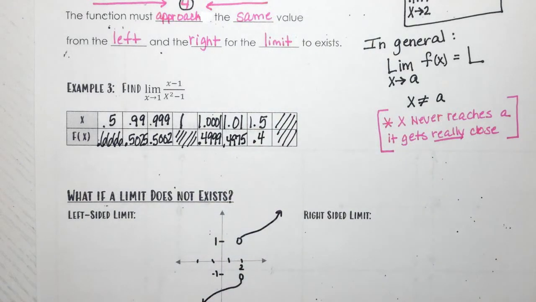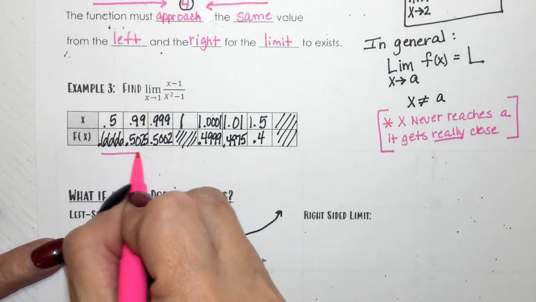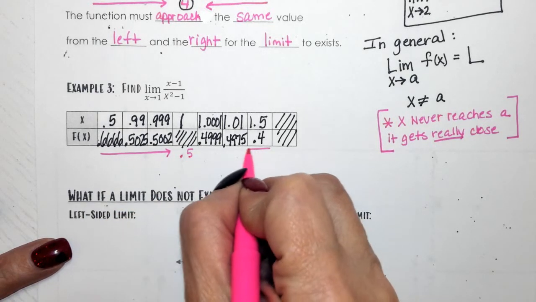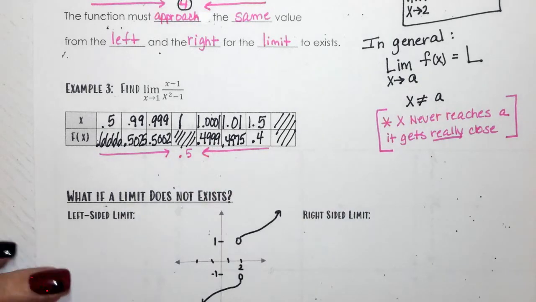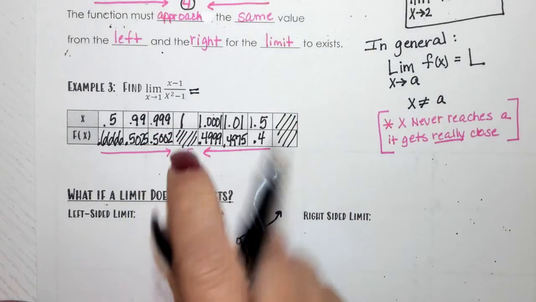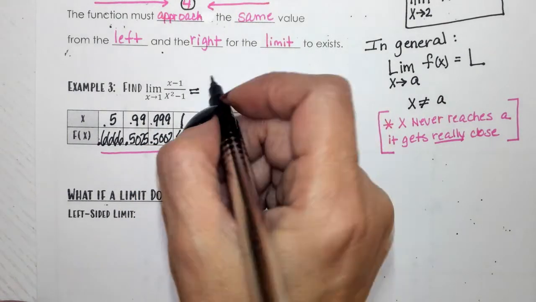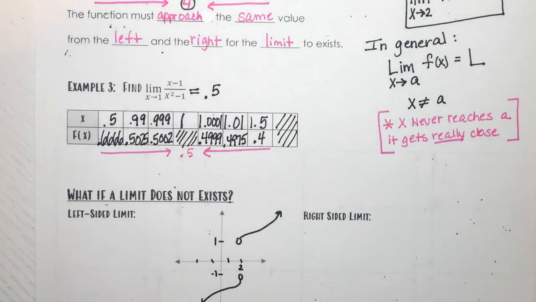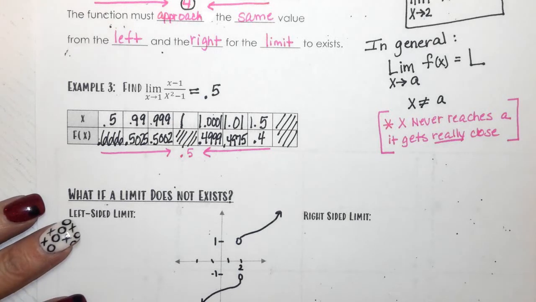So, coming in from the left, we are converging on 0.5, and coming in from the right, we are also converging on 0.5. So I can see that the limit, what we are approaching from both sides, is 0.5. So the limit as x approaches 1 of x minus 1 over x squared minus 1 is 0.5.